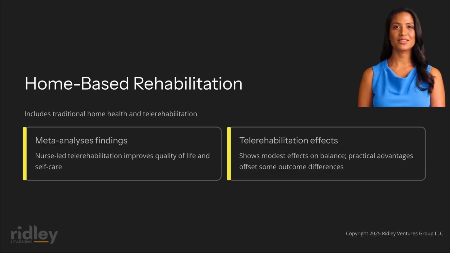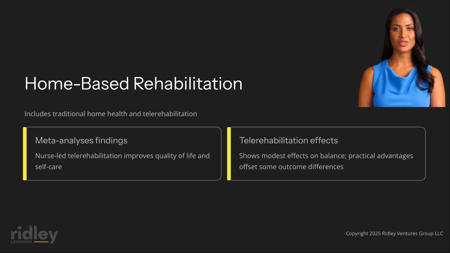Home-based rehabilitation services, including traditional home health therapy and emerging telerehabilitation models, offer important alternatives for stroke survivors who can safely return to community settings with appropriate support while continuing their rehabilitation programs. Systematic reviews and meta-analyses examining nurse-led telerehabilitation for chronic disease management have found significant improvements in quality of life and self-care outcomes for conditions including stroke, cardiac disease, and diabetes. These findings support the expanding role of telehealth technologies in extending rehabilitation services beyond traditional facility-based settings, particularly for patients facing geographic or transportation barriers to accessing outpatient services.